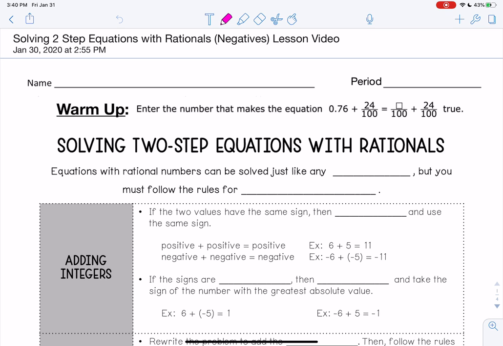First of all, this lesson is basically continuing our journey through two-step equations. We're going to be focusing on negative numbers today. Let's start with the warm-up.